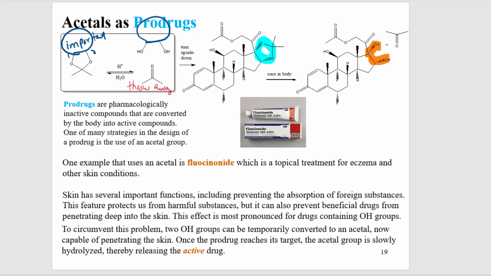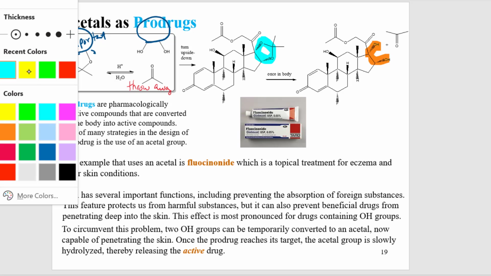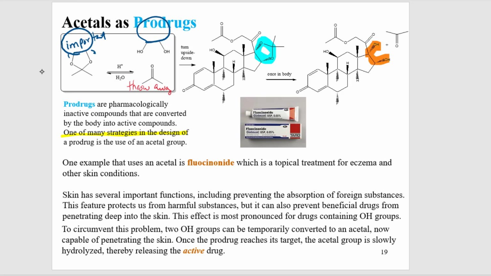Why do we do this? Well, lots of different reasons. One of the many strategies, and I'm highlighting it here, in drug design for prodrugs is the use of acetal groups, because once where it needs to go, it can do the work. But the problem is that we have a lot of good barriers. One example is an acetal used in fluocinonide, I have a hard time saying this one, which is a topical treatment for eczema.